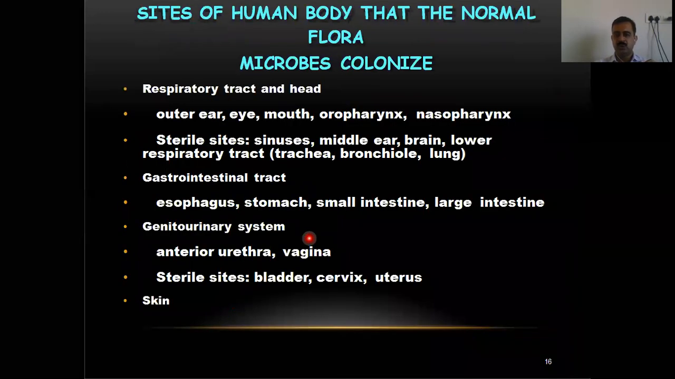Now, sites of normal flora: respiratory tract and head, outer ear, eye, mouth, oropharynx, nasopharynx. What are the sterile sites? The sinus, middle ear, brain, lower respiratory tract, trachea, bronchi. These are sterile sites where there will be no infection at all. Specifically, only some specific bacteria can reside inside the gastrointestinal tract, esophagus, stomach, small intestine, large intestine, the genitourinary tract, anterior urethra, vagina, bladder, cervix, uterus, and skin.